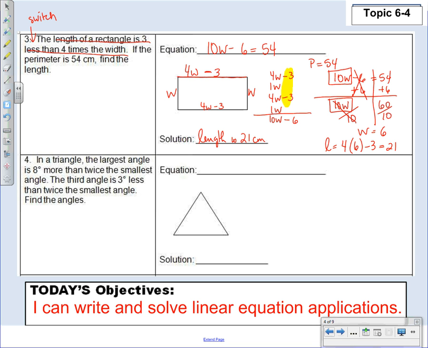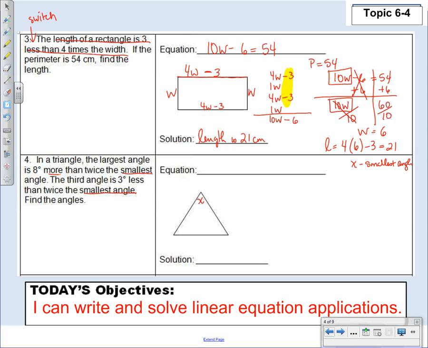Notice they're giving you information about the largest angle, but it's with respect to the smallest. They're also giving you information about the third angle, and it's with respect to the smallest. So we're going to let our X, our unknown, be the smallest angle. Choose any one. There's my X. That's the smallest angle. Now we want to say the largest angle is 8 more than twice the smallest.